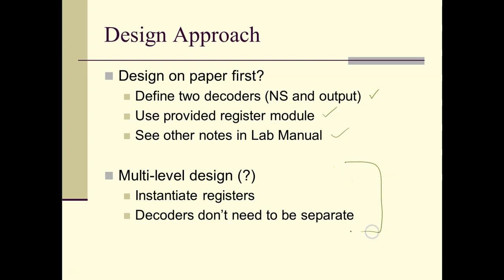So this is kind of a multi-level design, yes or no, I don't know. You're going to instantiate your register. You can put your decoders on that level. You don't need to make your decoders separate elements. You may want to, maybe to support future experiments, but you can have everything on the top level, meaning instantiate the registers and define the two decoders. It's up to you how you do this. And that is it.